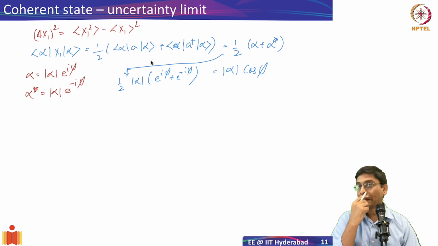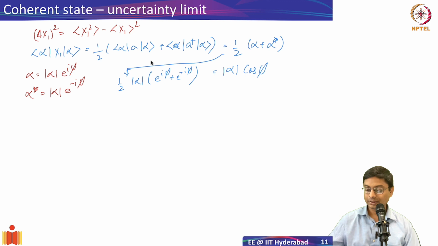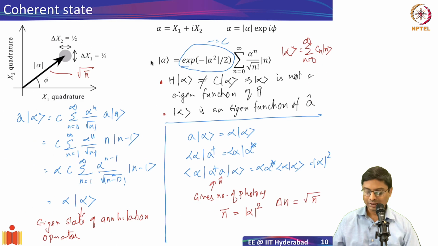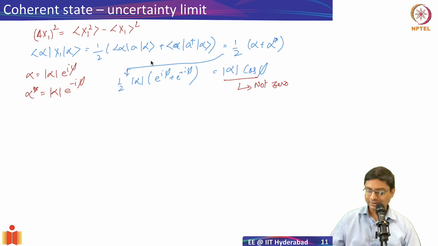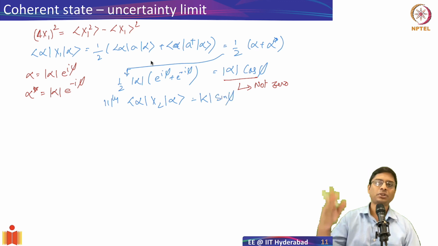So this is not zero, but the projection on the x1 axis. If I look at this, the average value of my x1 quadrature is going to be this, which is simply alpha times cos phi. No surprises. Similarly, you should work it out, but alpha acting with x2 on alpha will give me alpha times sin phi. It's the projection on the y-axis. Okay, so that is good.